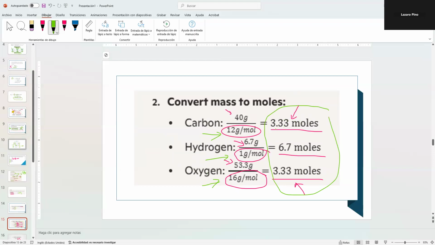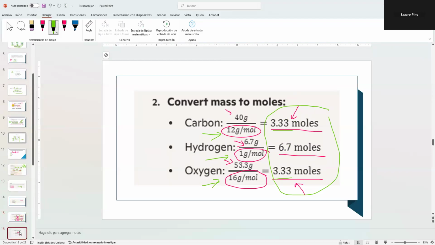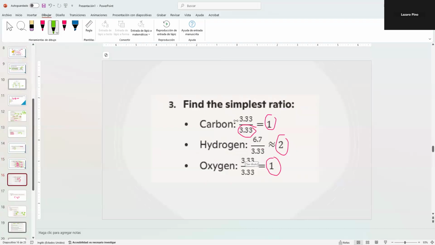If you see, 3.33 and 3.33 are the same, and at the same time it is the smallest number of moles, then you choose this to divide all the other ones. In this way, when you divide every number of moles by the smallest, you get ratios. Then it means that your compound contains one carbon, two hydrogen, and two oxygen.